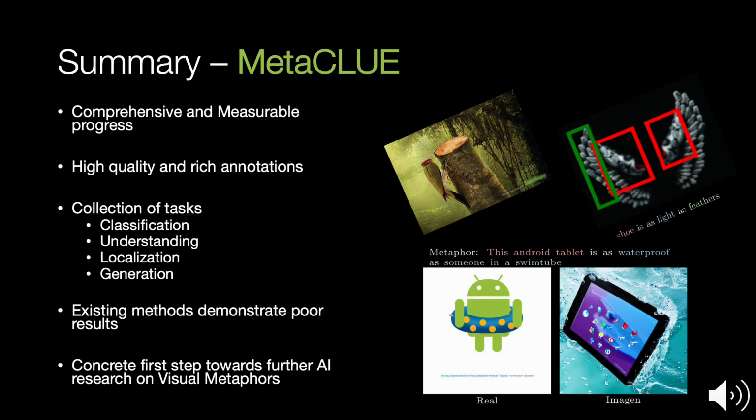In summary, we present a step towards comprehensive and measurable progress on visual metaphor research. We propose a collection of tasks related to comprehending and generating visual metaphors using AI techniques. We collected high-quality and rich annotations. Existing methods demonstrate poor results in many cases, with our experimental analysis shedding light on strengths and drawbacks of different approaches, paving a concrete path for future research in this field.